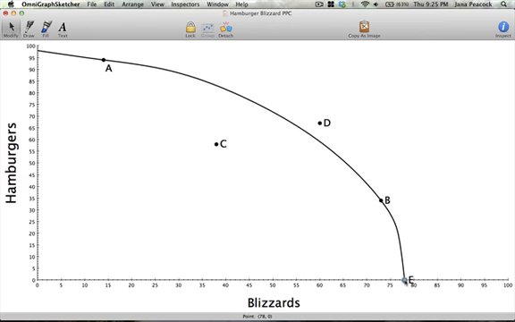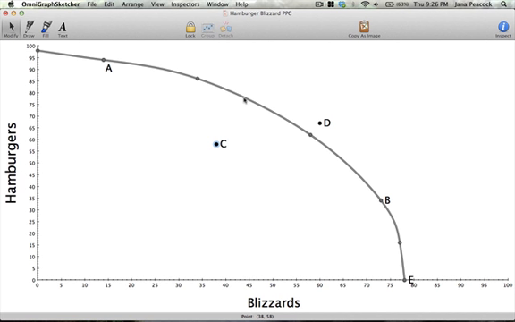Let's talk about the dots that are not on the PPC. So when you have a line on the PPC, that means that you're maxing out blizzard and hamburger production. However, you can have a line that's behind the PPC. This line represents what you could make if you're perhaps doing something else. According to this PPC, you are inefficient in any space behind this curve. So here, if you're making 57 hamburgers and 38 blizzards, then you're not as efficient as you could be. You could be up here somewhere making more hamburgers and more blizzards.